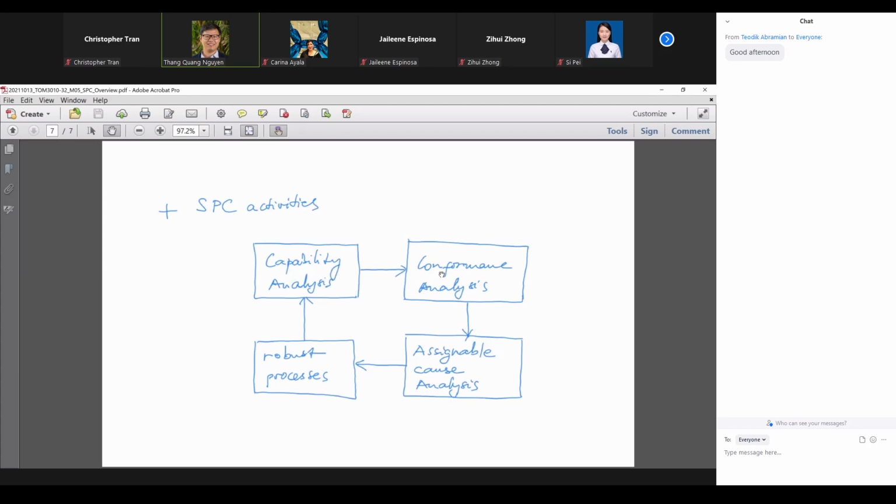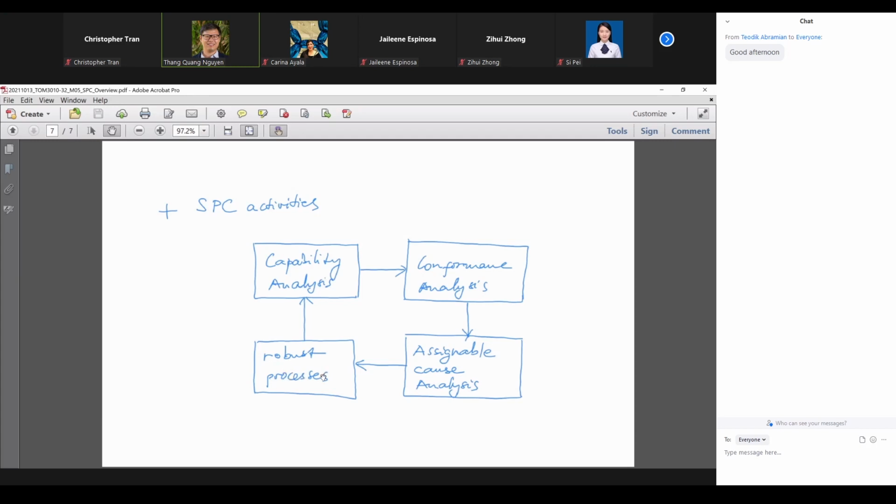And then in the actual production process, we monitor the process to see if there's a special variation or not. And if there is a special variation, then we investigate it in the third activity here, right? So we investigate what is going on, the causes of the variation, so that in the future we can build a more robust process, right?